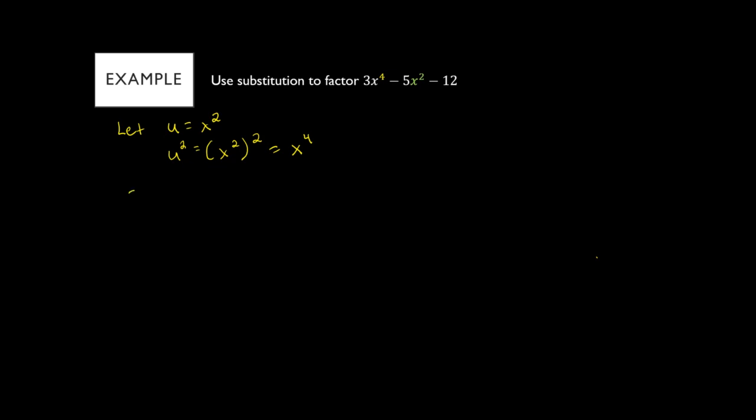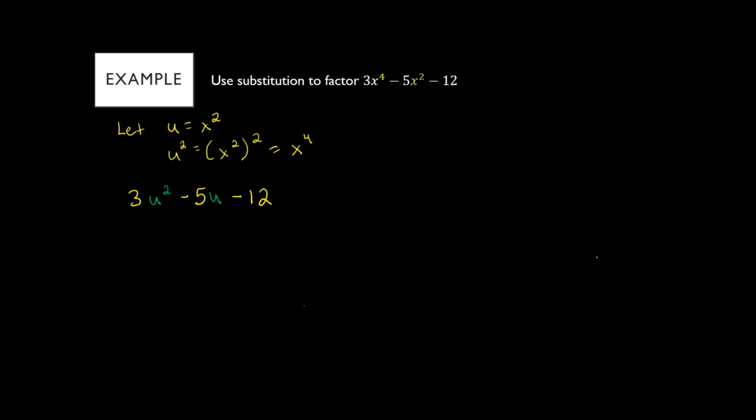So then we can plug that in. So we have 3, and I'll go back to green. So u squared. Oops. Then we've got minus 5u. And then minus 12. So that's something that's easier to factor than something with these x to the 4th and these x squareds.